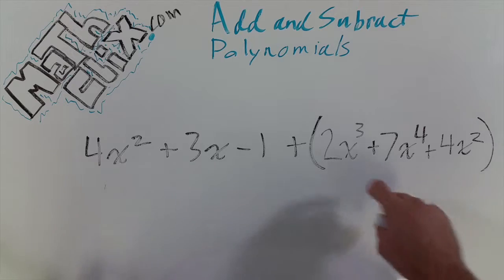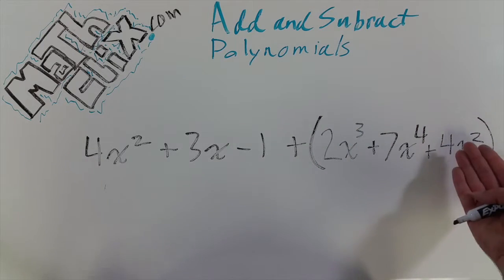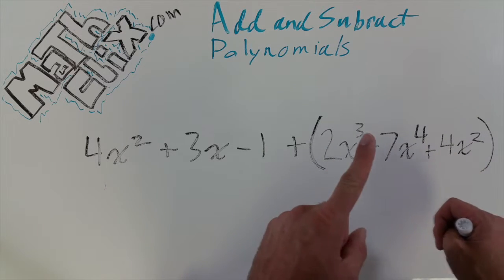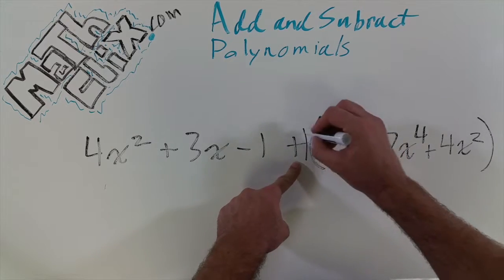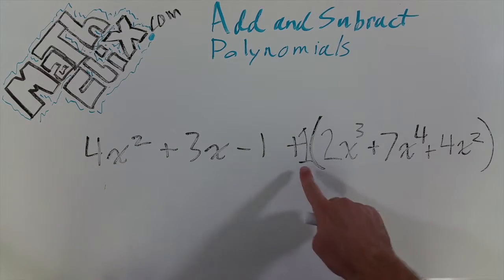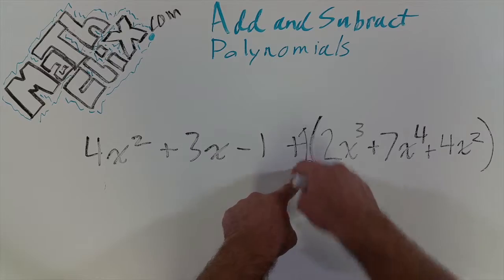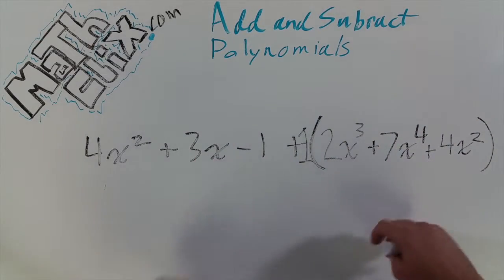Remember, the order of operations: consider the parentheses first, and then what is being done to the parentheses. Well, what is being done to the parentheses? It's being multiplied by an invisible 1, and it's a positive 1. So we use the distributive property to pass out this 1 to the 7, the 2, and the 4. I know it's out of order.